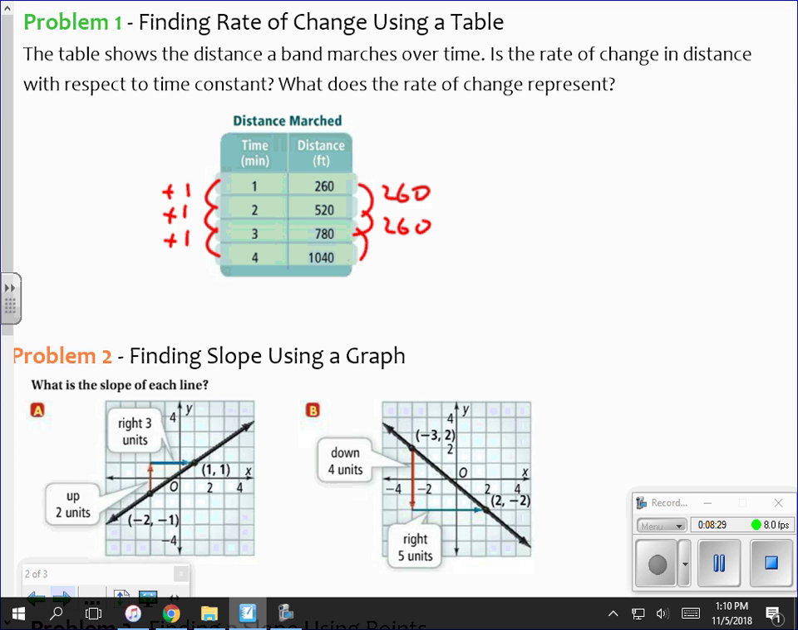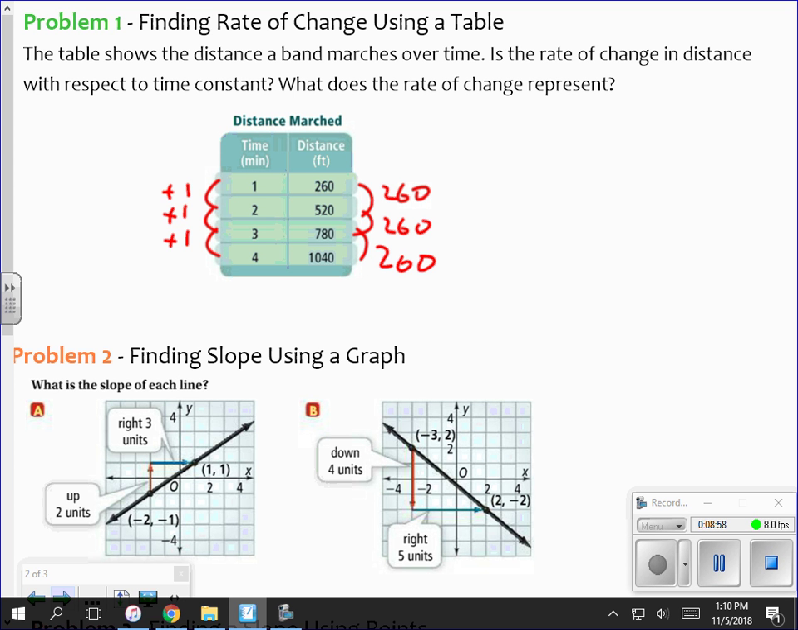Now, do you think the next one's also 260? Yes. But what do we need to do? You need to make sure. You can't just say, well, it was on the first two, so it's got to be on the last one. You'll want to make sure it is all the way. 1040 minus 780 is, yay, 260. So they are constant. The change is constant every time.